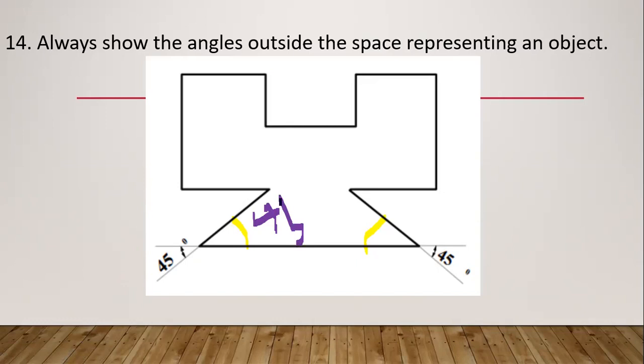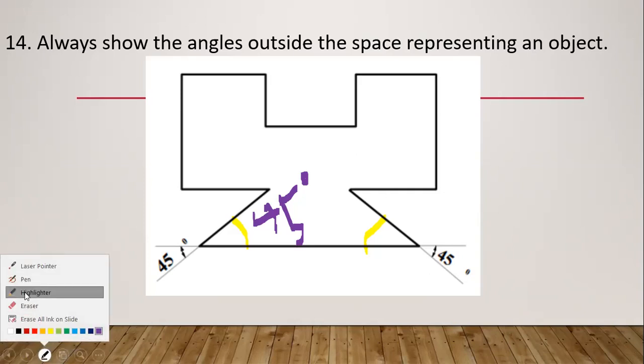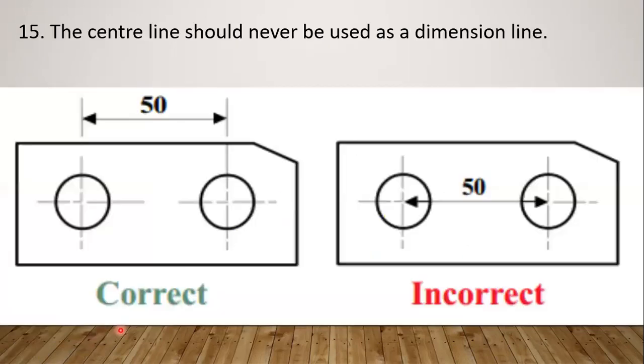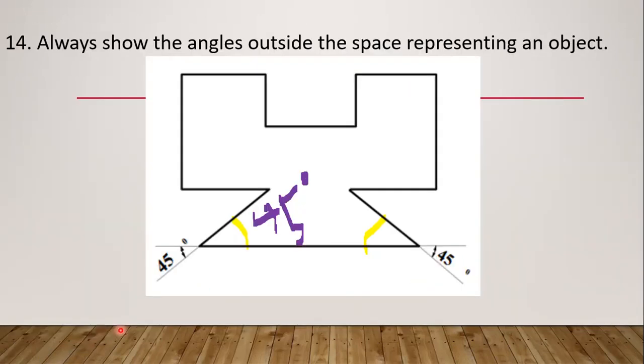Forgive me, my pen is too large. So it's 45 degrees. Instead of having that inside the object, we prefer to have that angle outside of the object. Very, very important. Okay. Number 14, that was number 14.